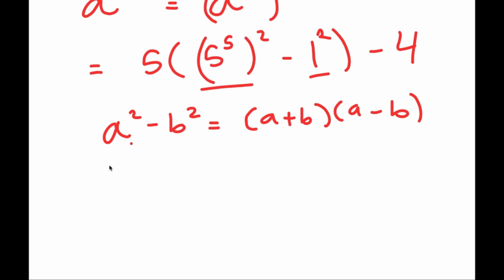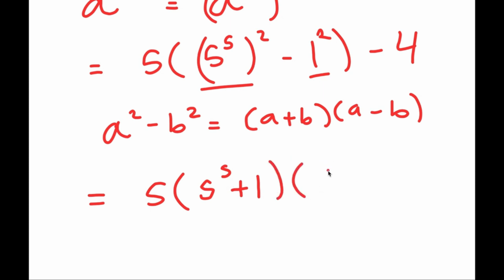So it turns into 5 times 5 to the power of 5 plus 1, which is a plus b, times 5 to the power of 5 minus 1, a minus b. And then we have minus 4 at the end.